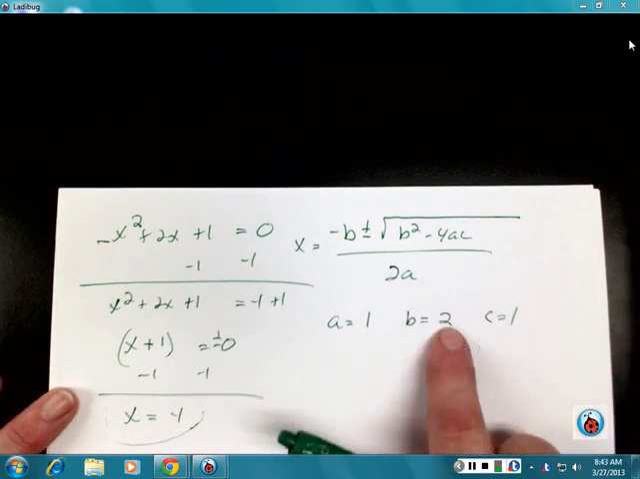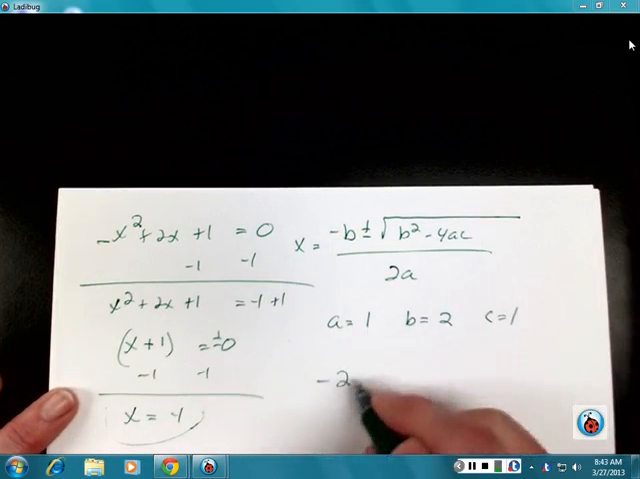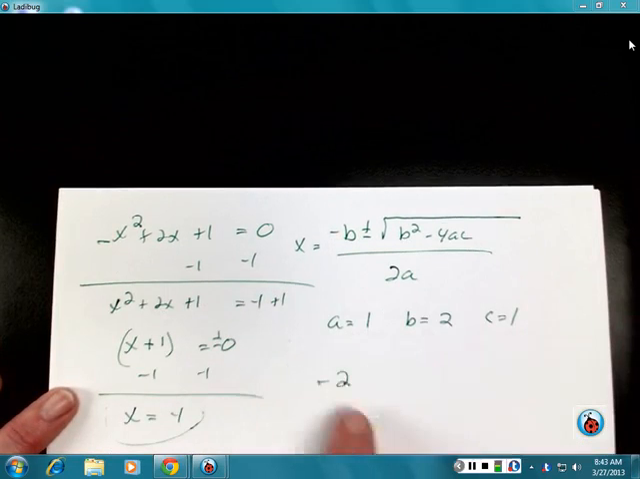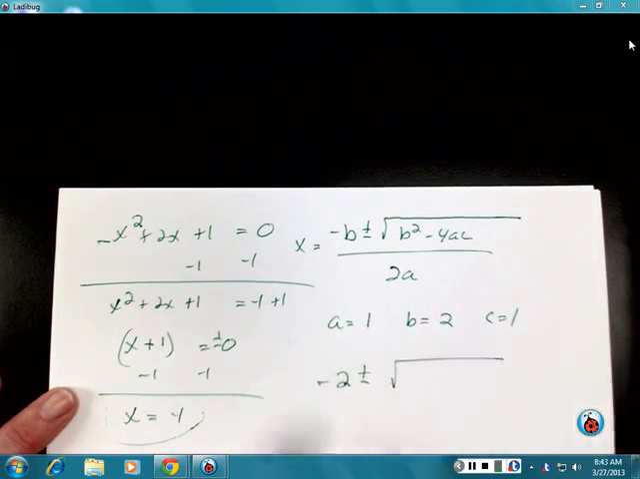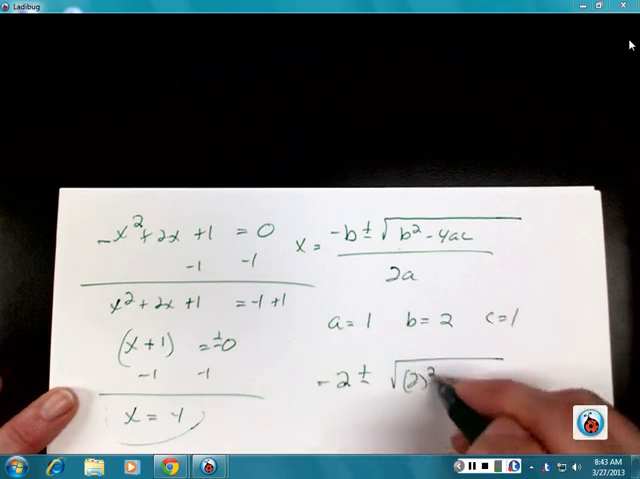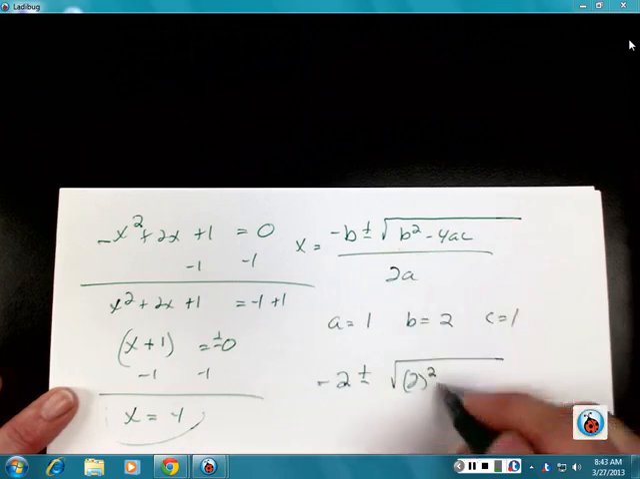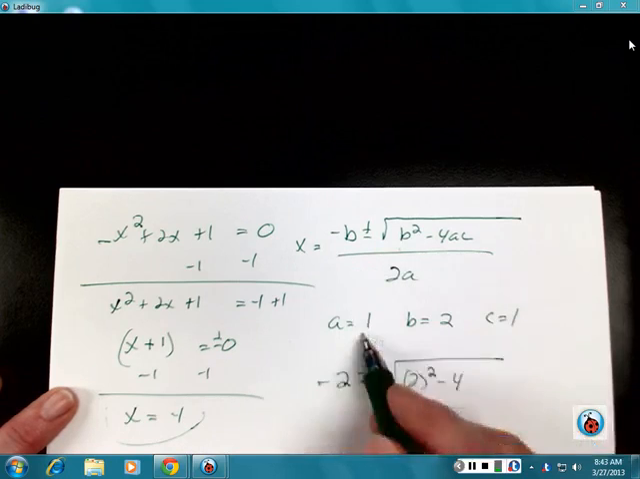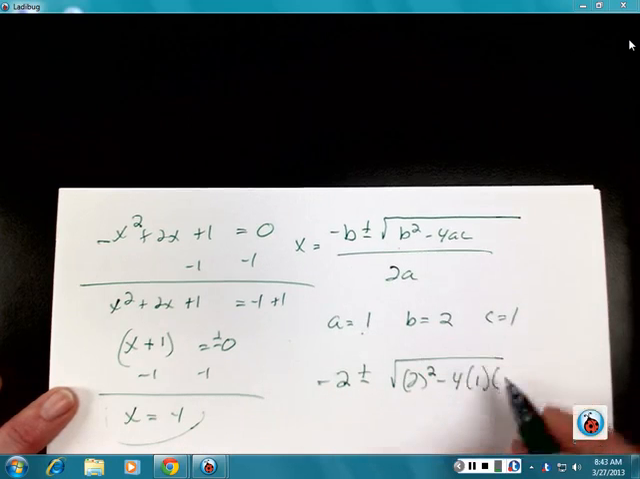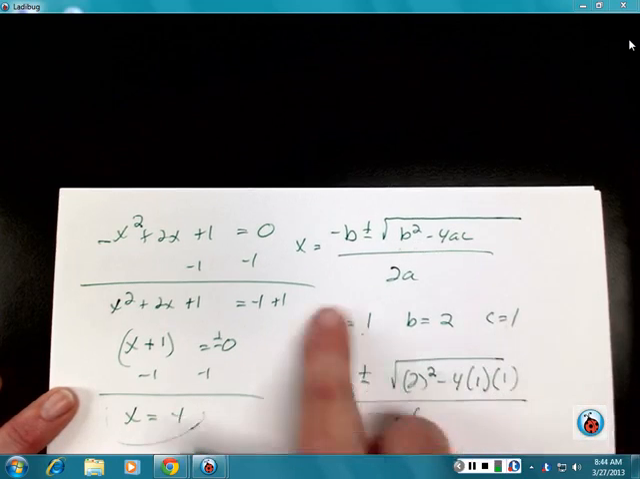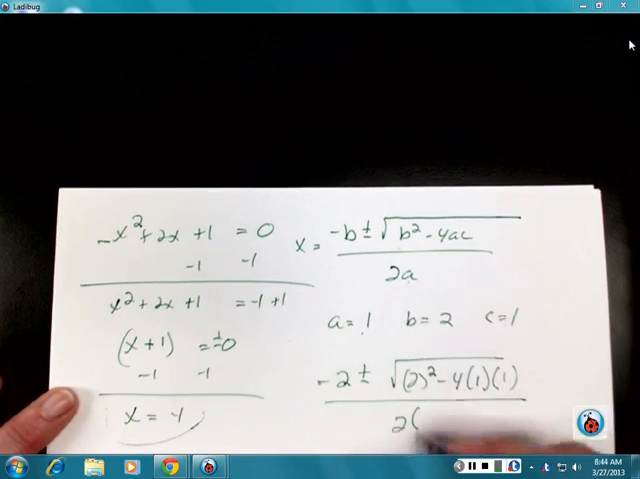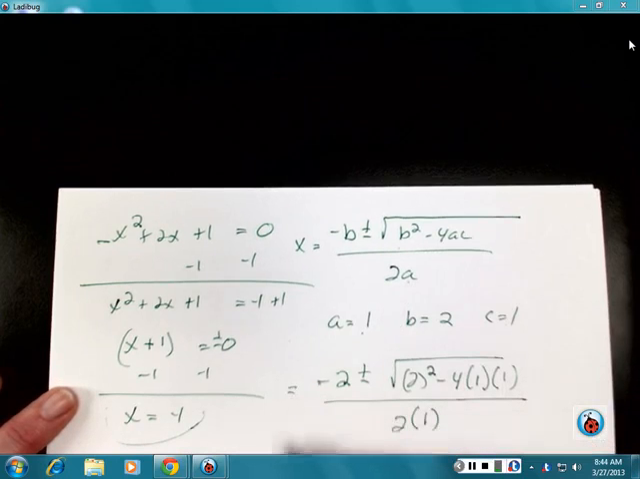So if I plug in a positive 2 in for b, I still have minus 2. If I plugged in a negative for b here, that would become a plus, because it's a negative 1 times the negative number you're putting in for b. So the sign changes. And so under here, I have 2 squared. So I'm plugging in for b, minus 4, a, which is 1, c, which is 1, all over 2 times 1. Okay? So far, so good?